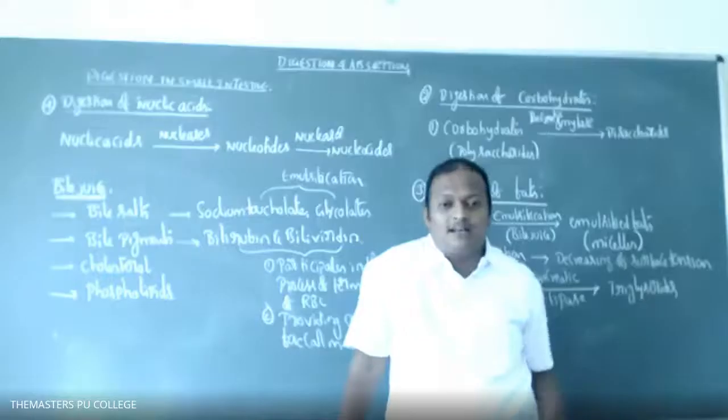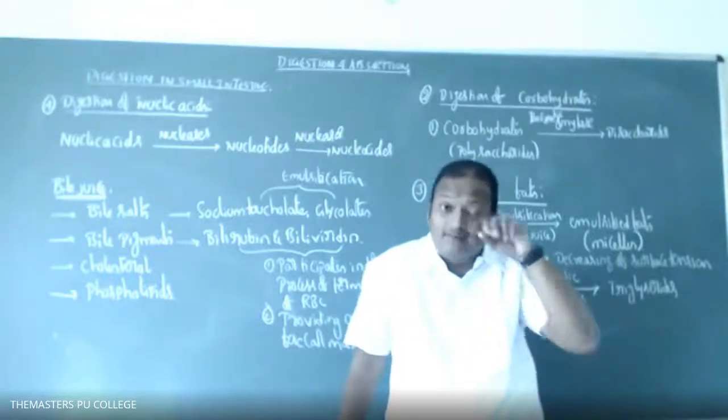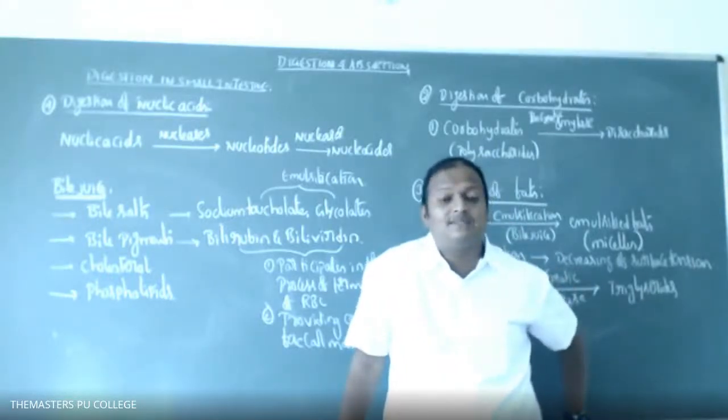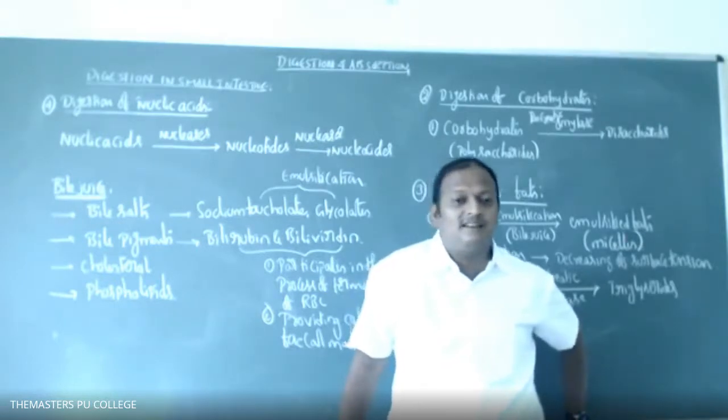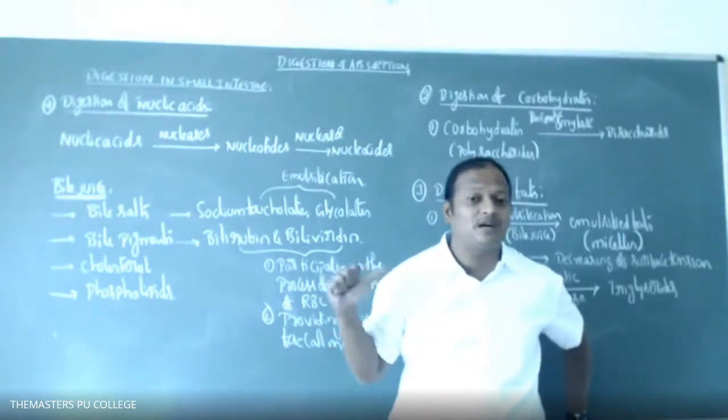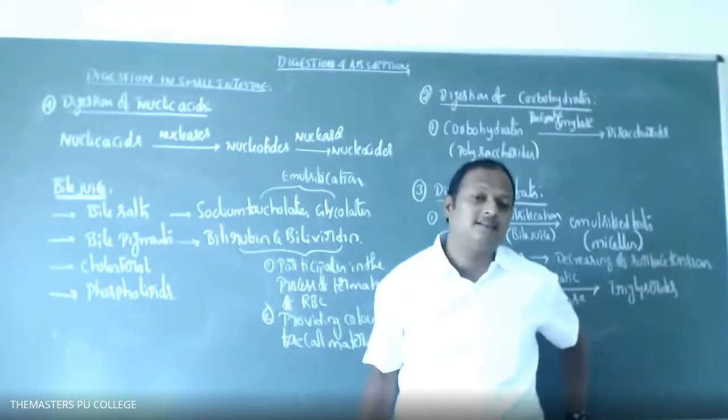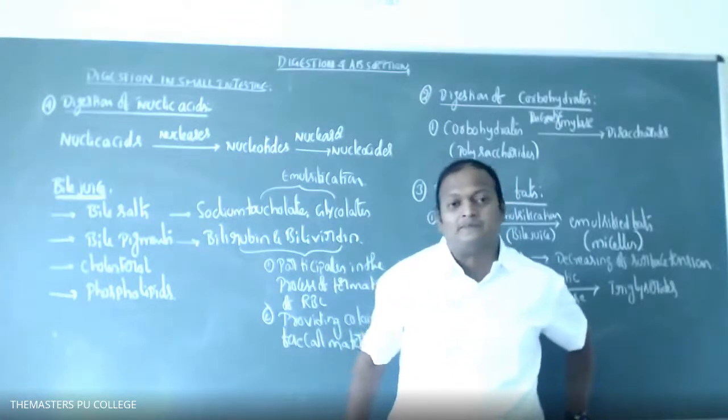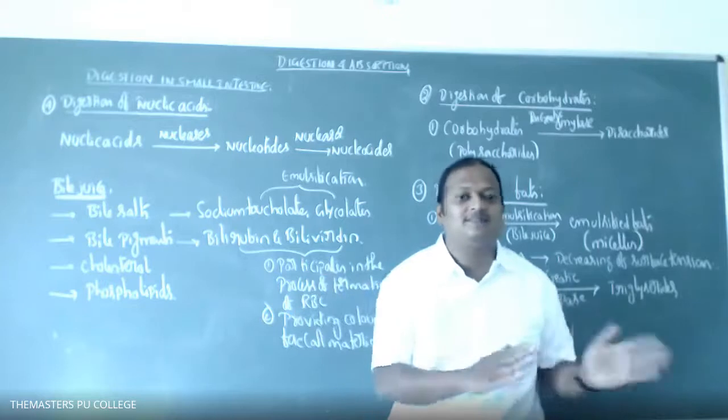Sir, then how will enterokinase enter into the duodenum? Enterokinase is secreted from the duodenal glands only. It is not secreted from villi. It comes from the brush border epithelium of the duodenum, that's it. See, villi are different. Villi are only for absorption. And the crypts of Lieberkühn are for what? Only secretion of enzymes. This is different, that is different.